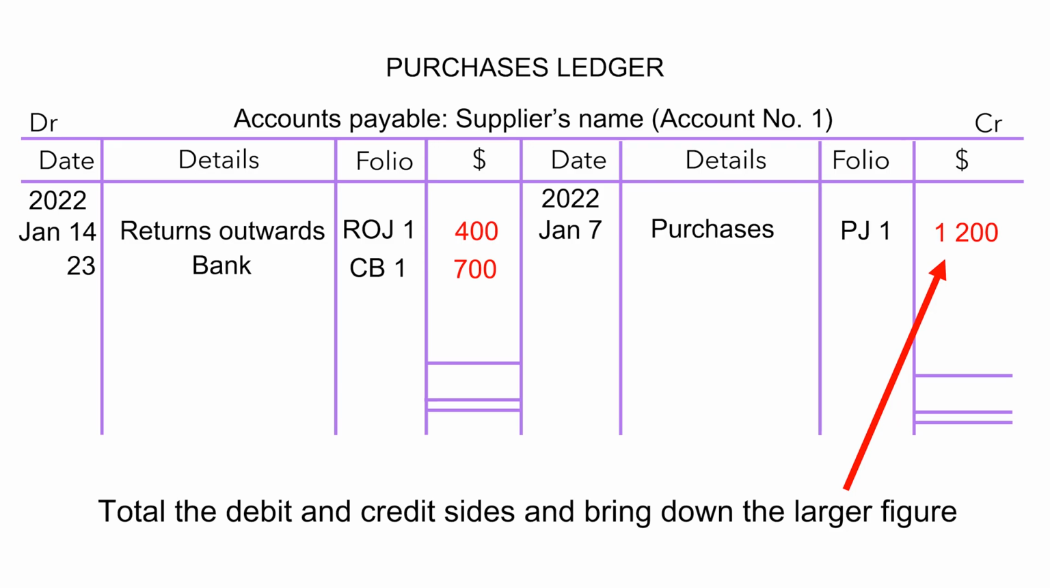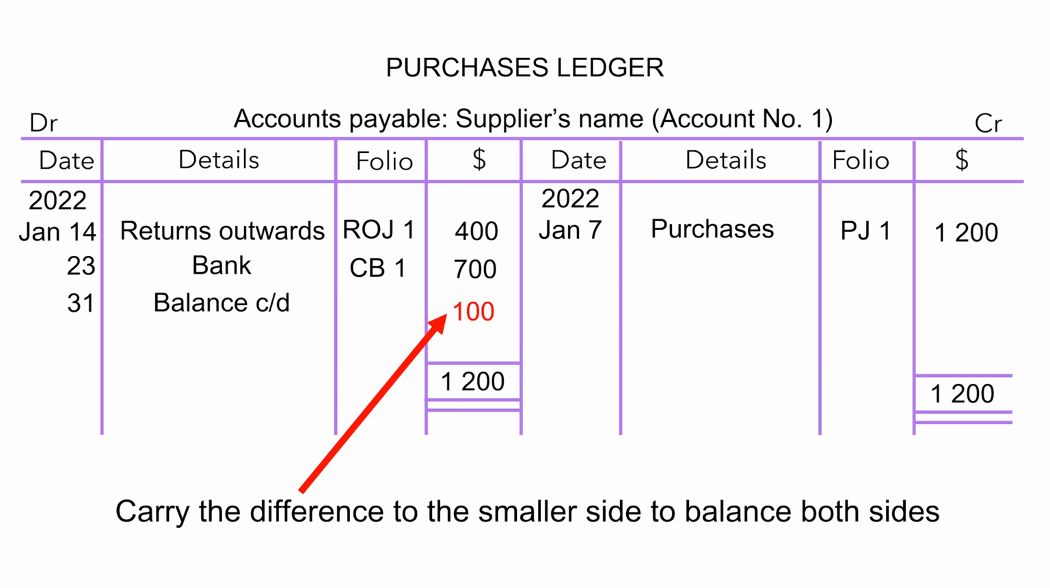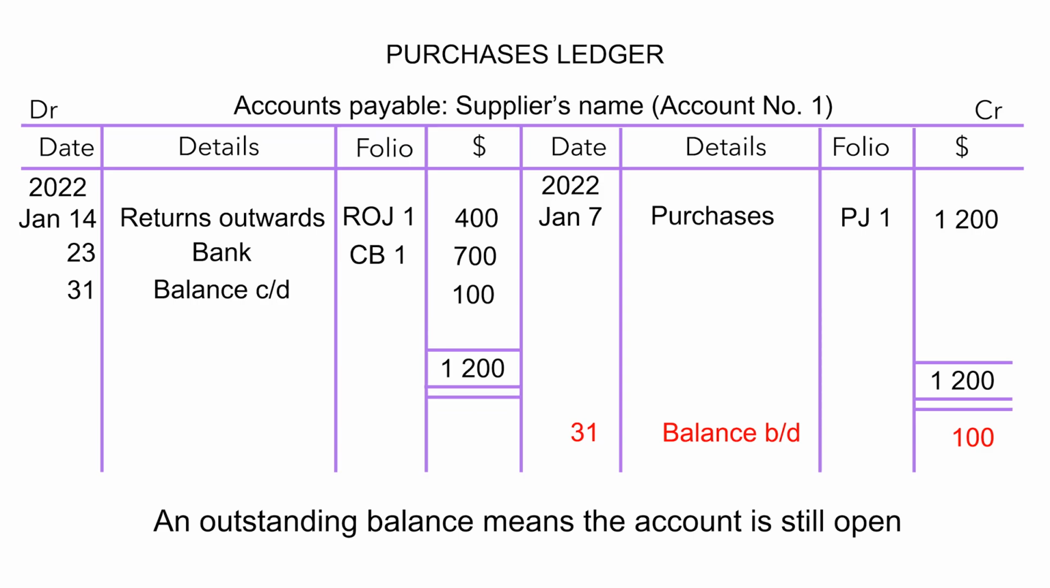Total the debit and credit sides and bring down the larger figure. Carry the difference to the smaller side to balance both sides. An outstanding balance means the account is still open.